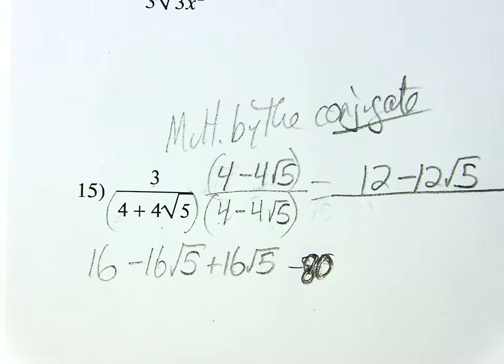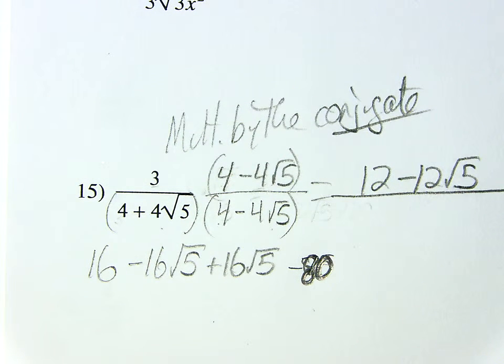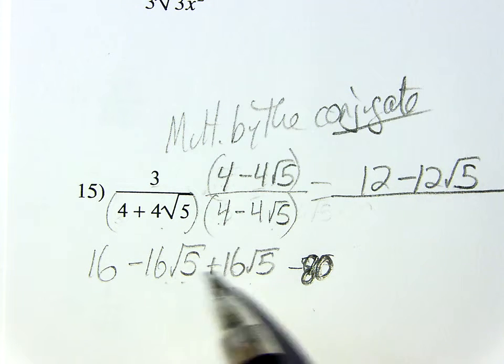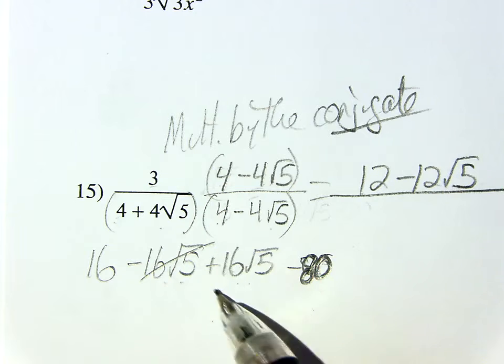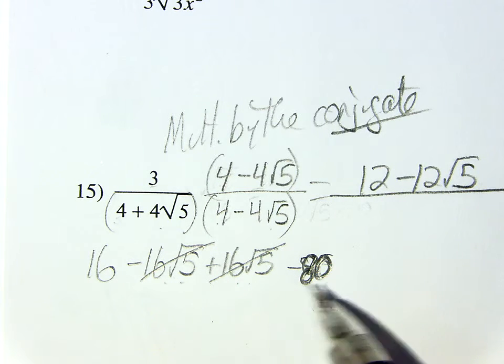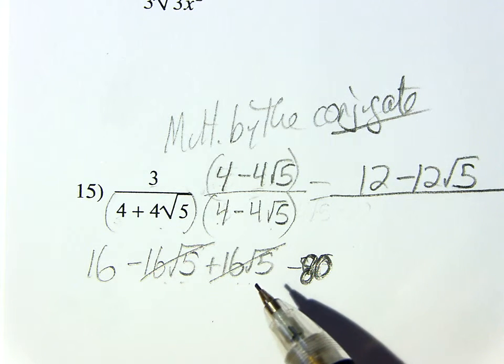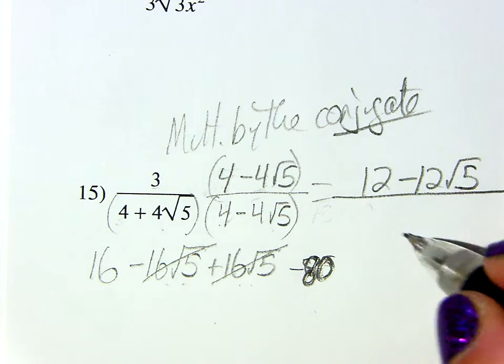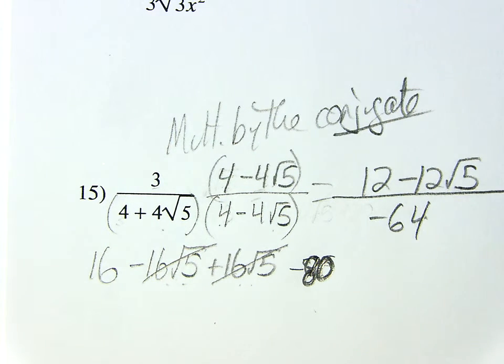So now when I combine like terms, what happens? Yeah, look. Check that out. Negative 16 root 5, positive 16 root 5. They cancel with each other. And then I just have to do 16 minus 80, which is negative 64. But there's no square roots anymore in the denominator. So that's how you get rid of them. You multiply by the conjugate.